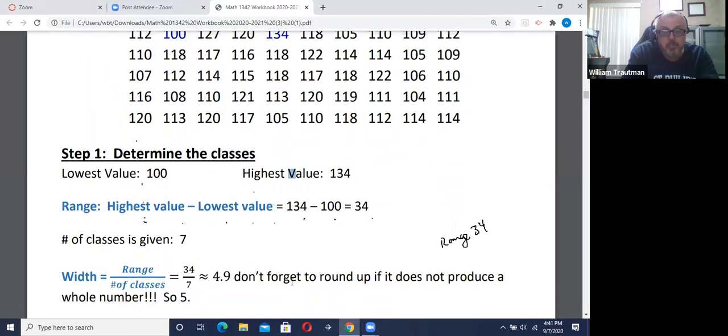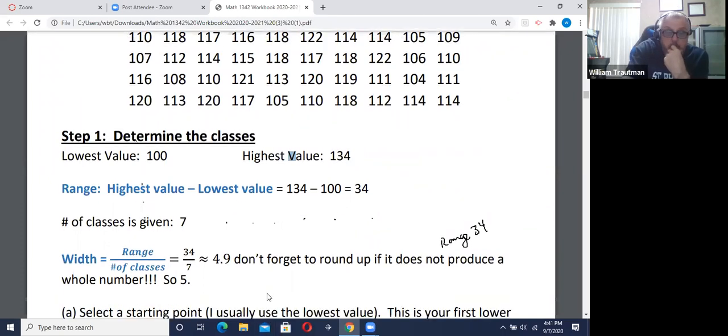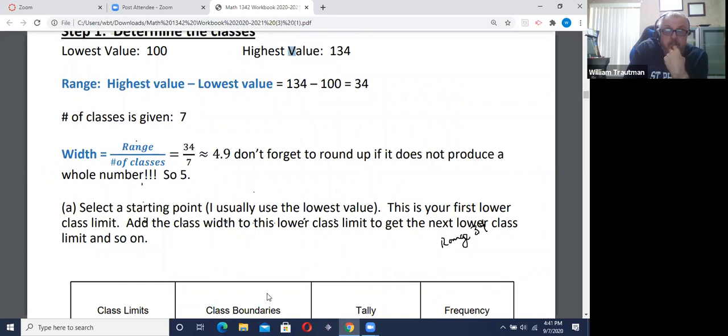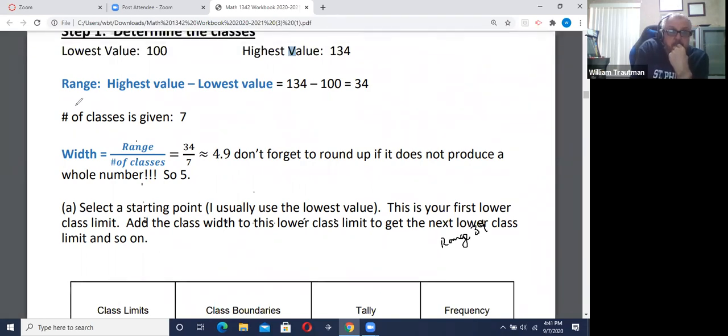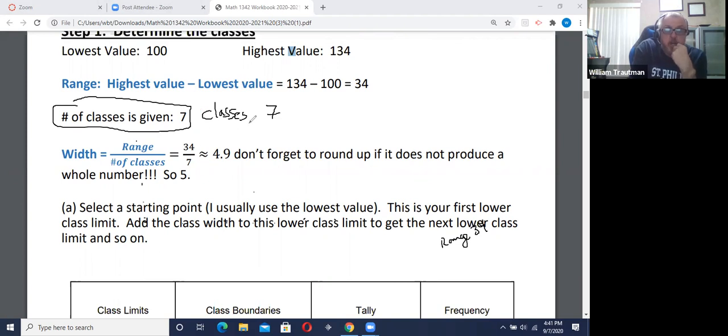And remember, I told you they'll usually tell us the number of classes. So here are the number of classes. They told us we have 7 classes. So they'd say, hey, we want 7 classes. So the formula to find the width of each class, the width of each class is the range, right here, divided by the number of classes.